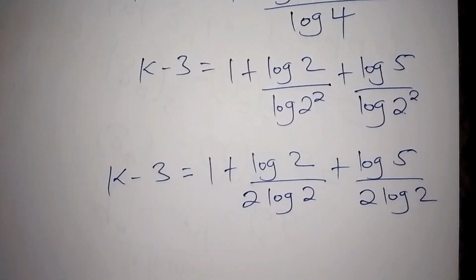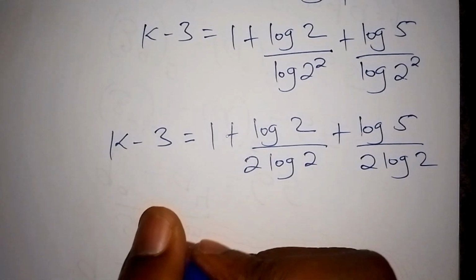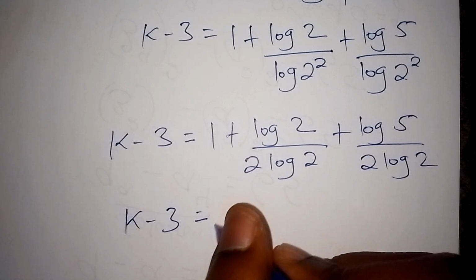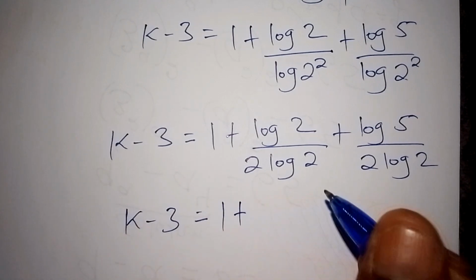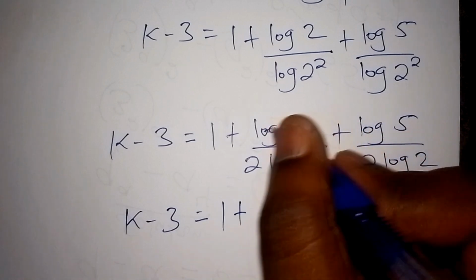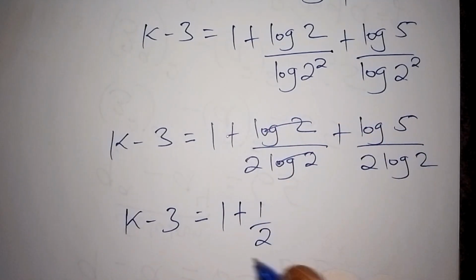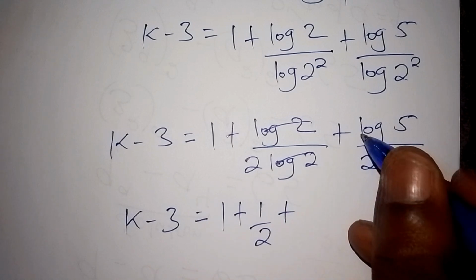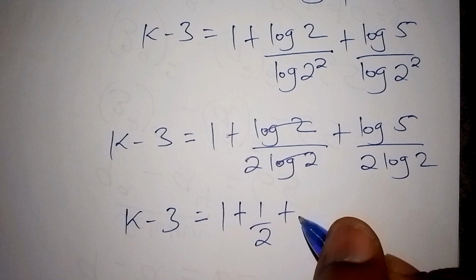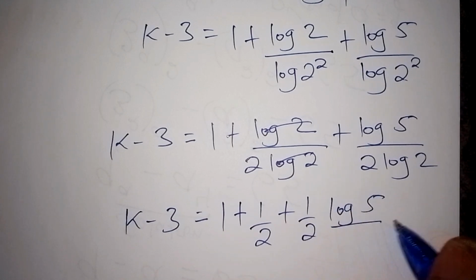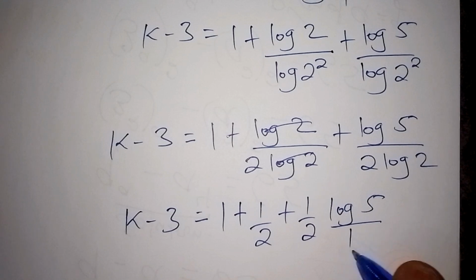So in this case, k minus 3 is equal to, so here we shall have 1 plus, so this one is the log of 2 cancel, so now we shall have 1 plus a half, then plus again the log of 5, so this one is a half, so a half the log of 5 all over the log of 2.